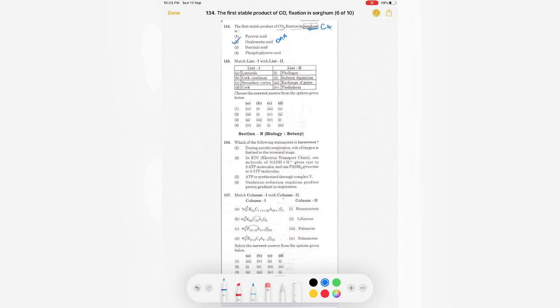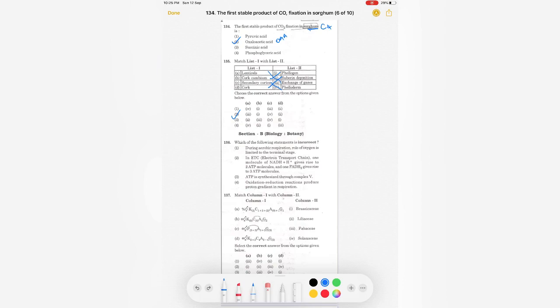Question number 135. Match list 1 with list 2. Lenticels. Lenticels are lens shaped openings used for exchange of gas. Cork cambium is also called phellogen. It is another name of cork cambium. Secondary cortex is nothing but phelloderm. Cork cells usually possess suberin depositions. The correct answer for question number 135 is 2.